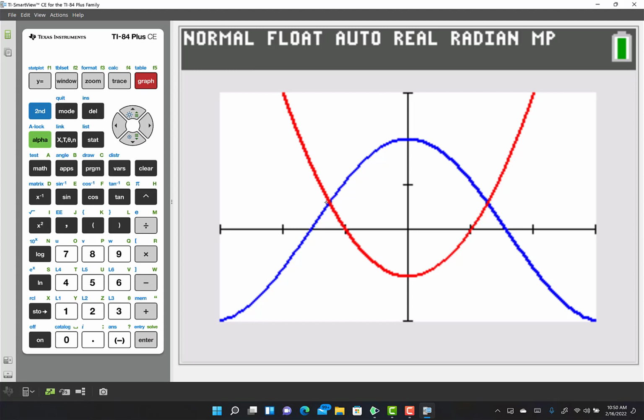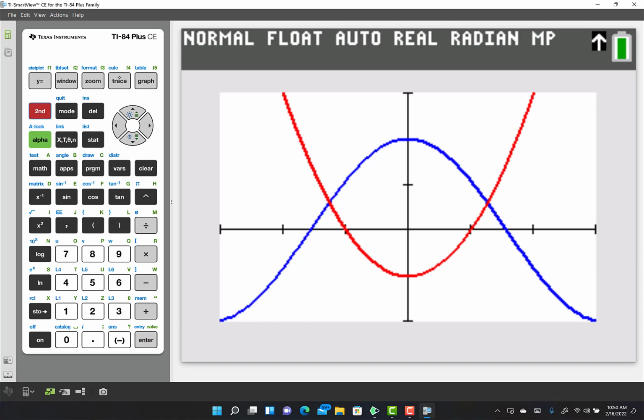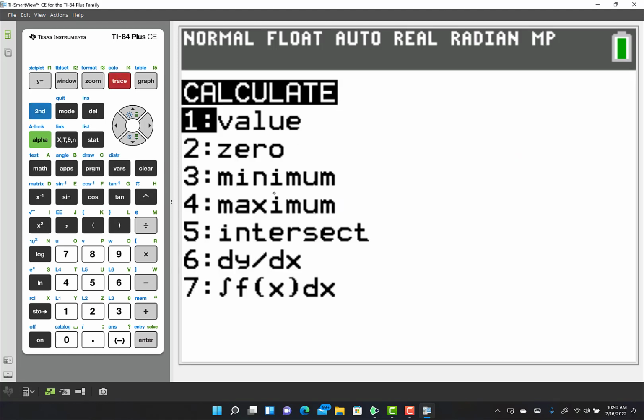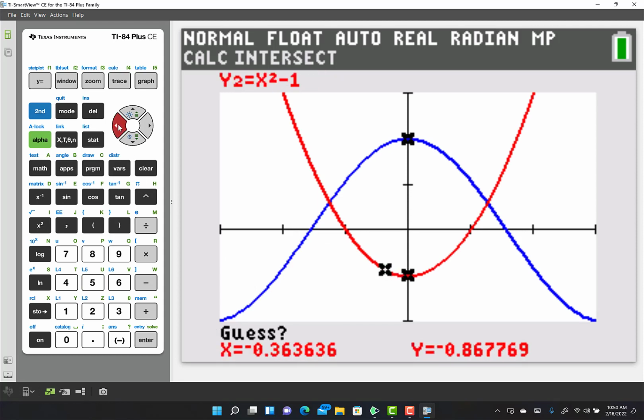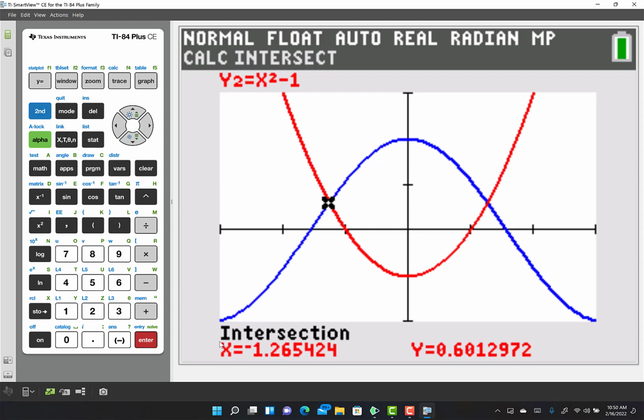How do I tell the calculator to find this intersection? Trace. So second, the trace button, which is calculate. And then which one of them is it? Intersect, number 5. And then first curve, yes. Second curve, yes. It says guess. There's 2 of them, so go to whichever one you want. I'm going to go to the left one here. Enter.